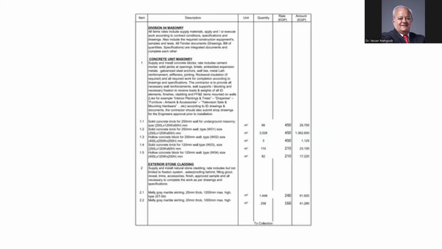And this is also another example in English. You have the item, and you are following the CSI format. So the items must follow the numbering of the format. And then the unit, the quantity, the rate, and the total of the item. And at the end, you get the total of the project.